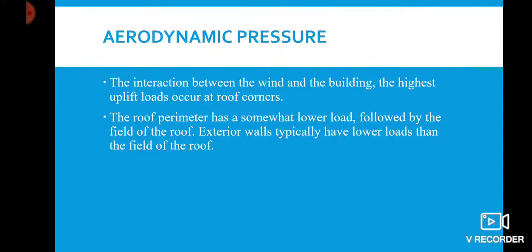Aerodynamic pressure. The interaction between the wind and the building. The highest uplift load occurs at the roof corners. The roof perimeter has a somewhat lower load, followed by the field of the roof. Exterior walls typically have lower loads than the field of the roof. The ends of the walls have higher suction loads than the portion of wall between the ends.